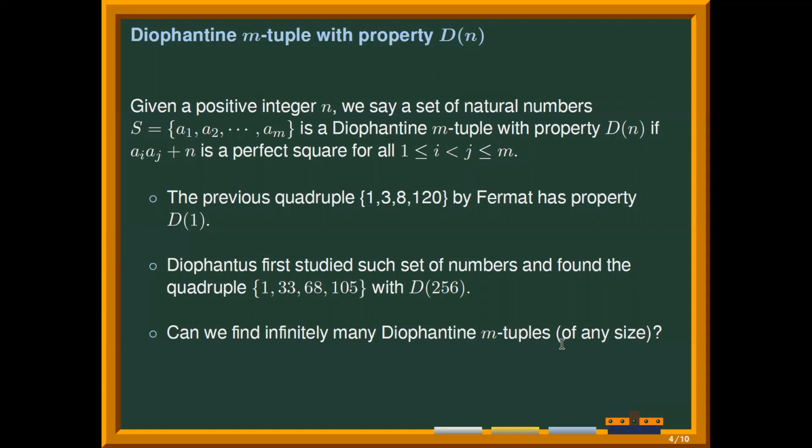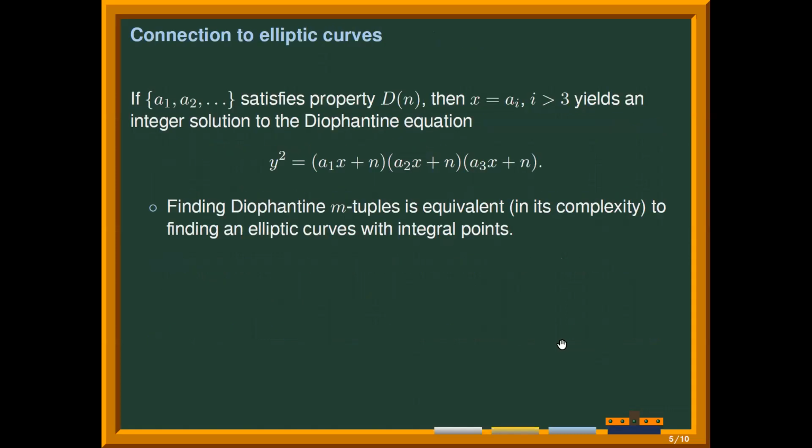Then from all this definition, there can be quite a lot of questions, but one question can be: can we find infinitely many Diophantine m-tuples of any size? Or even getting some sort of examples would be very interesting. That also tells us that maybe it should be kind of tricky to find examples. Well, actually, it turns out to be true. And that is somehow related to geometry.